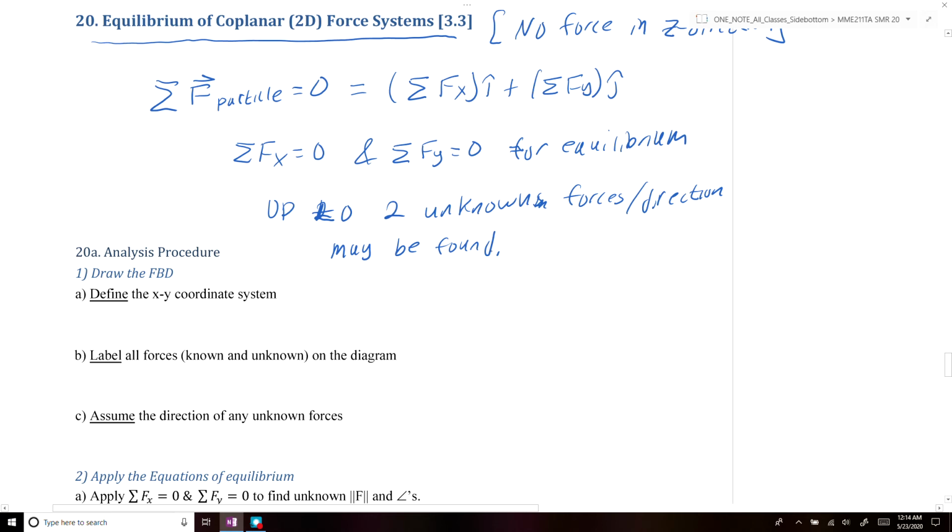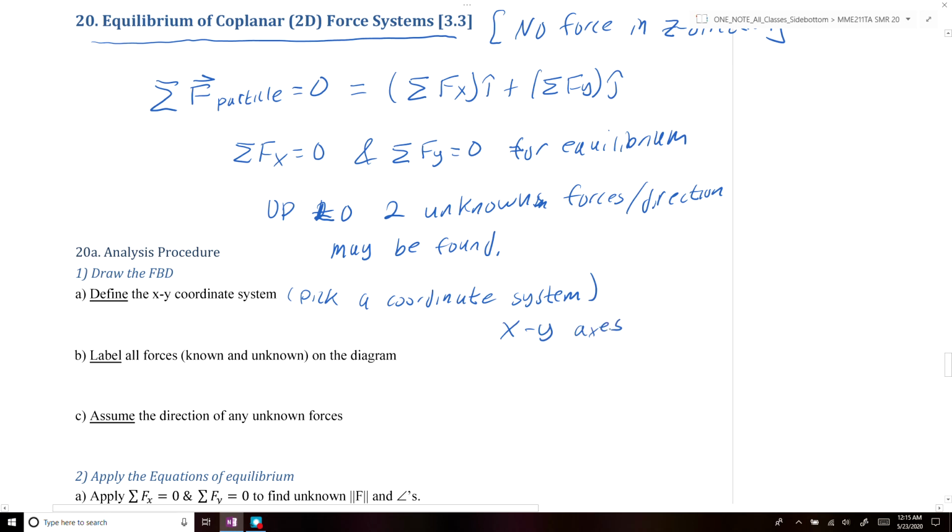To apply these equilibrium equations, we're going to follow this simple analysis procedure. The first thing we're going to do is define our free body diagram. So we're going to define the xy coordinate system. Pick a system that's convenient for you. Make your life easier, so do the least amount of trigonometry you have to do. Pick a good coordinate system, and define the x-axis and the y-axis.